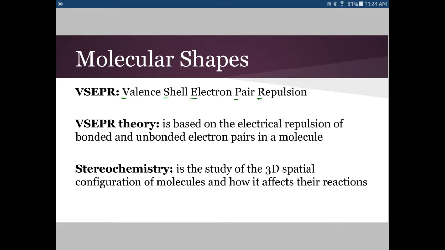I want you to keep in mind that we're talking about electron pair repulsion. When we break this down, we're talking about valence shell electrons, which is our bonding electrons, or any electrons that could be involved in a bond. However, we also have pairs of electrons. So far, the pairs of electrons that we are aware of are either lone pairs or bonding pairs.